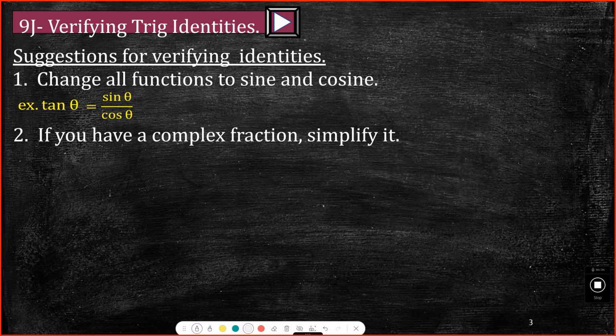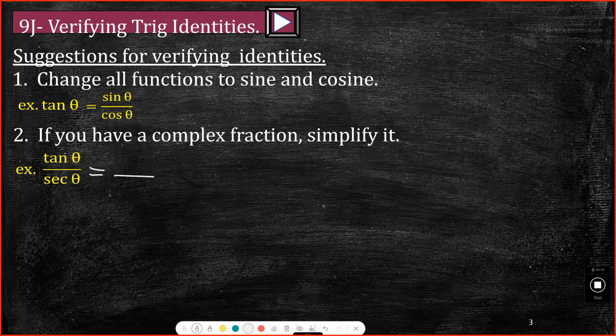Number 2. If you have a complex fraction, simplify it. Here's another example. Say you got something like tangent theta over secant theta. As it is, it's not a complex fraction, but we will make it one. Let's make it into a complex fraction. Because something's going to happen here. What did I say from the previous example?